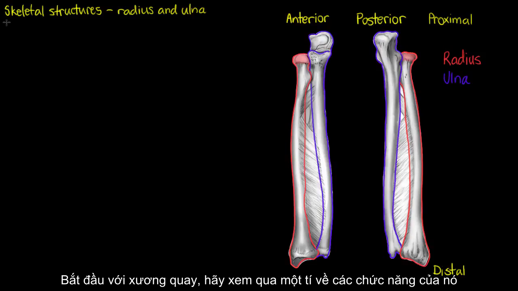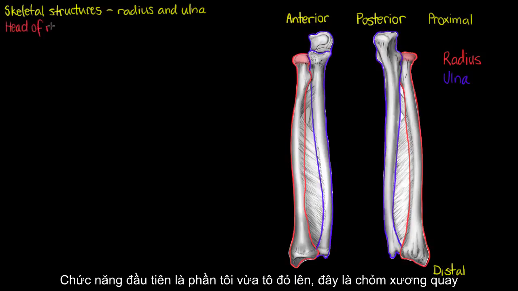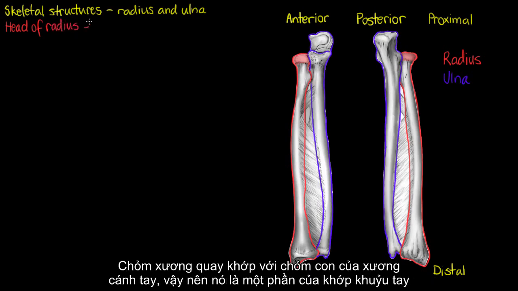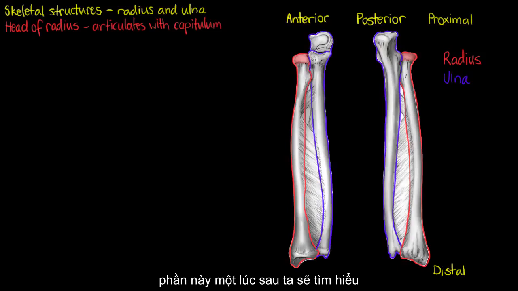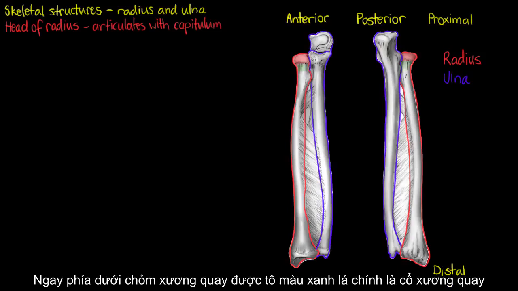Starting with our radius, let's have a look at a few features we will see. The first feature I've highlighted here in red is the head of our radius. The head of the radius is going to form an articulation with the capitulum of the humerus, and I highlighted the capitulum in the last video, so it's part of the elbow joint. And the head of the radius will also be surrounded by the annular ligament of the ulna, which we will also see very soon.